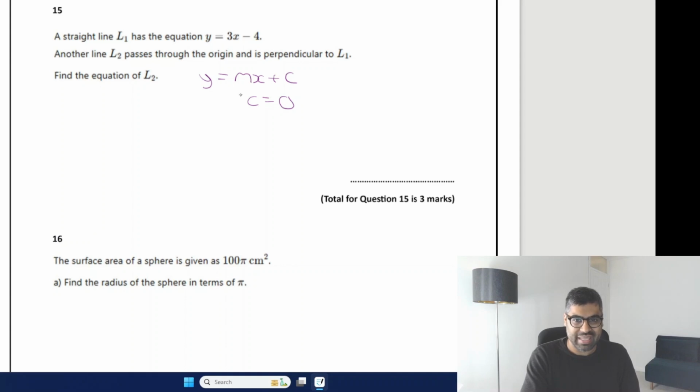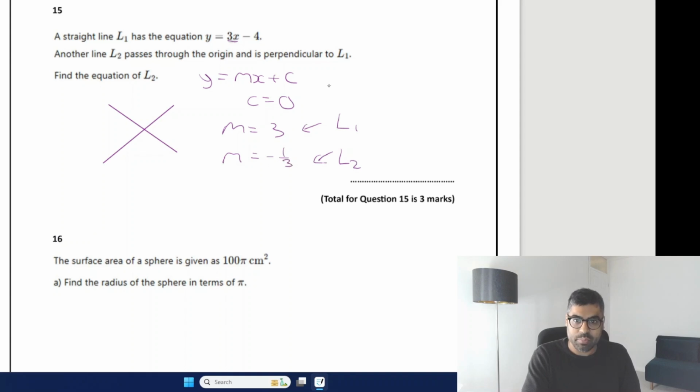and we know it's perpendicular. So the key with perpendicular gradients: if you have two lines that cross each other, and they're perpendicular to each other, so we have a line here and we have a line here, if you know the gradient for one line, you simply take the negative reciprocal to find the gradient for the other line. So our gradient for line 1 is 3. So we have m equals 3 for line 1. So our m for line 2, the negative reciprocal, is minus 1 over 3.